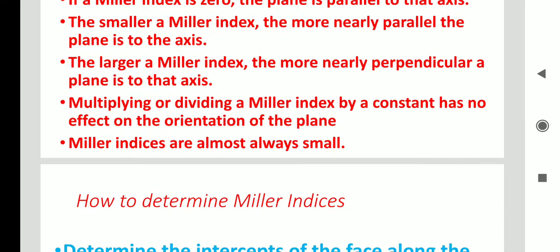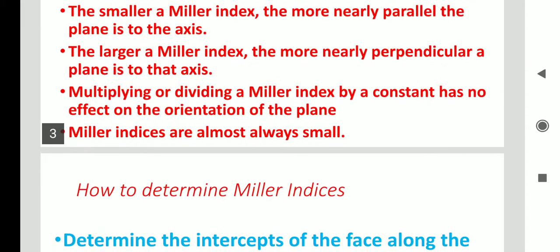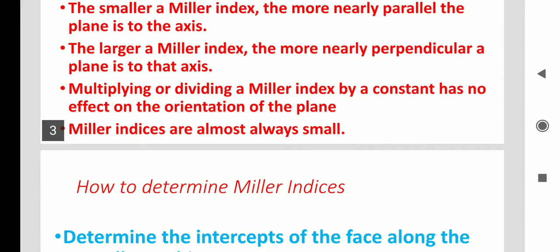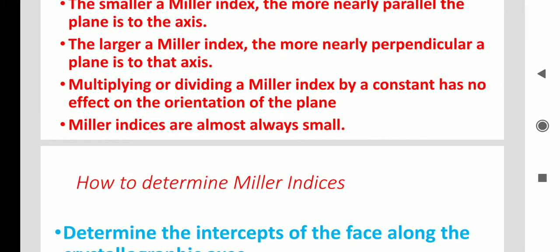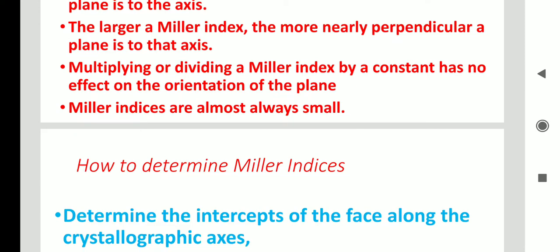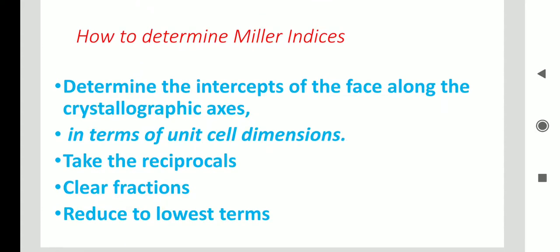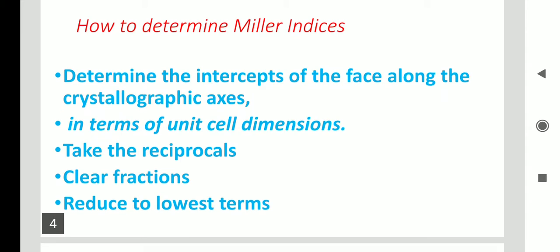Next characteristic. When Miller indices are multiplied or divided by a constant, there is no effect on the orientation of the plane. No change in the plane when it is multiplied or divided by a constant. And finally, Miller indices are very small numbers.